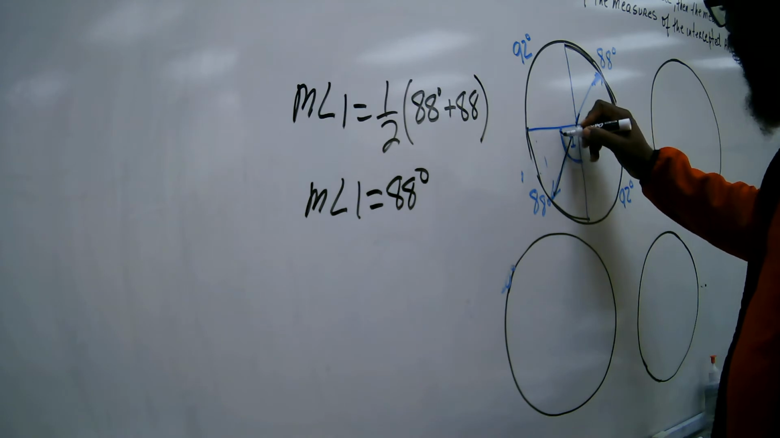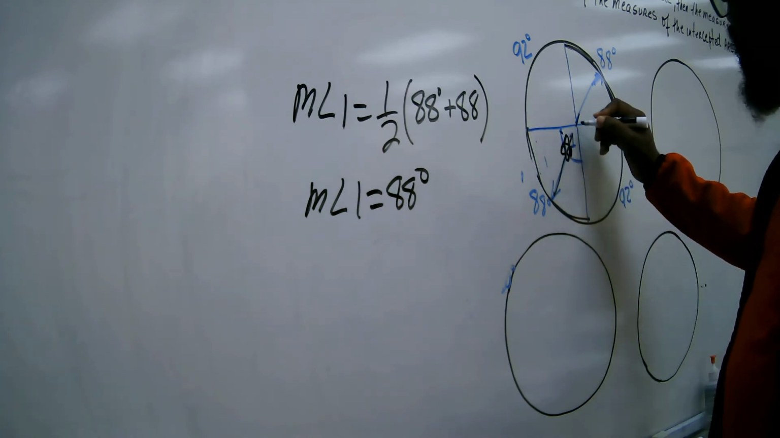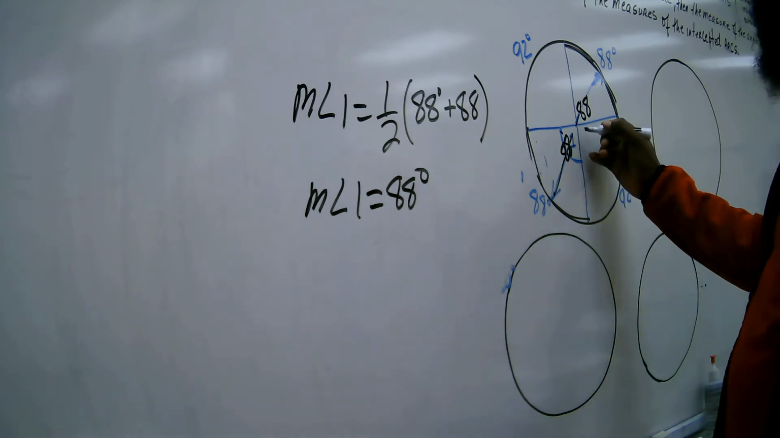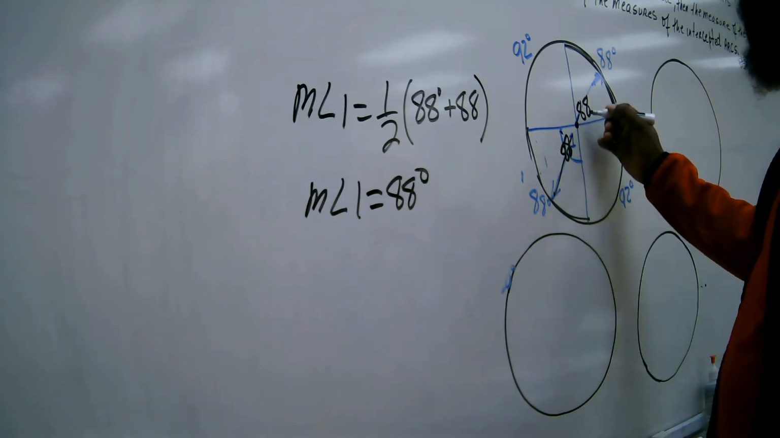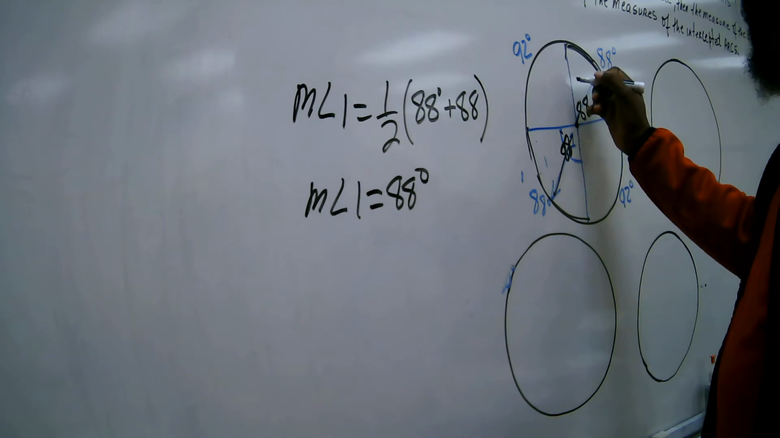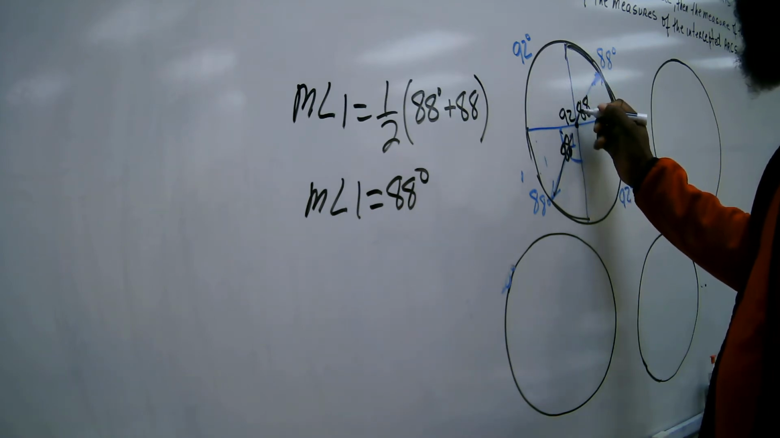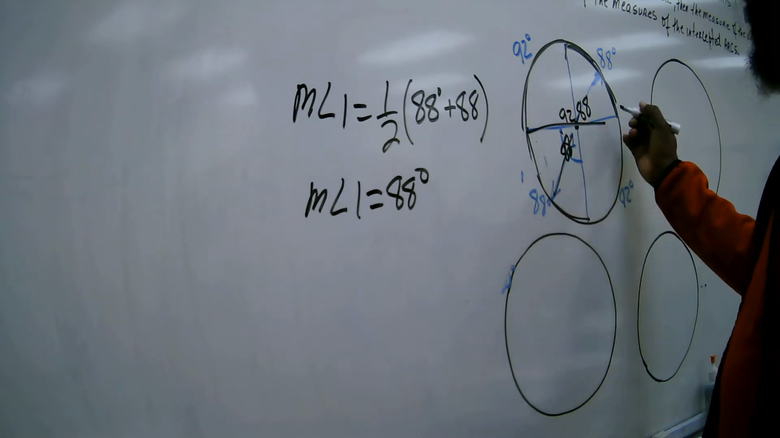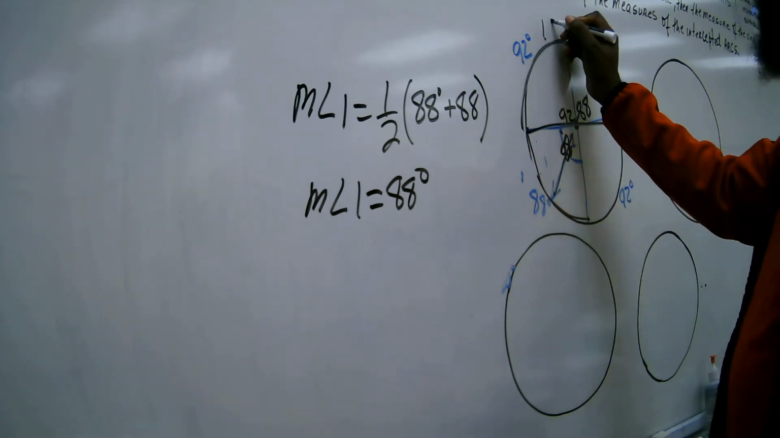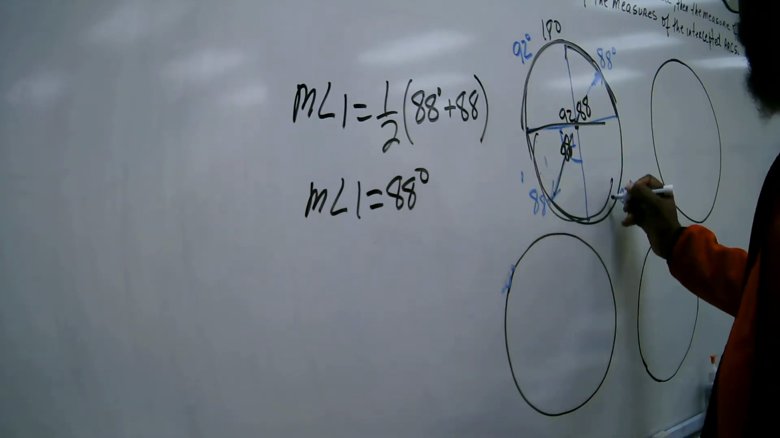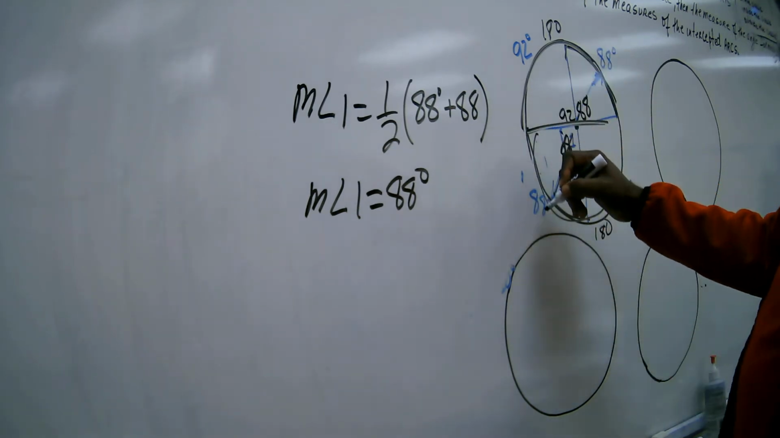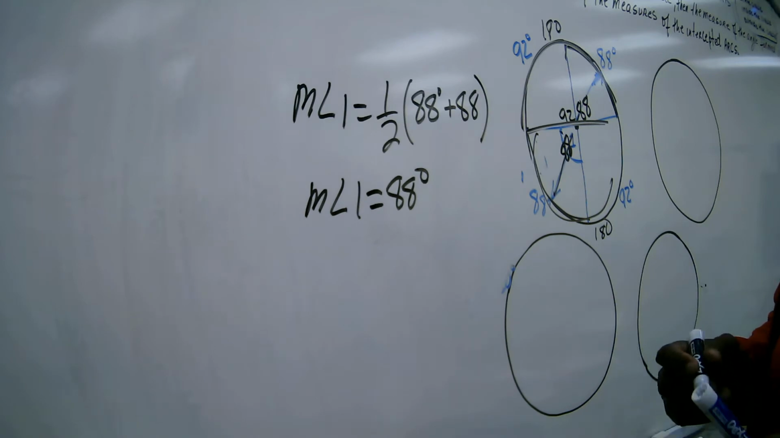Now if this angle is 88, and this angle is 88, then this seems to be a central angle because this is equal to that. This will be 92, and this will be 92. Of course, those are diagonal. This adds up to 180, and this adds up to 180. Therefore, those were semicircles, those were diagonals.